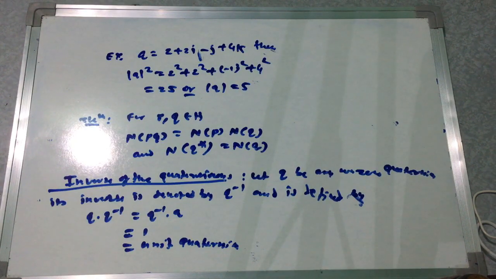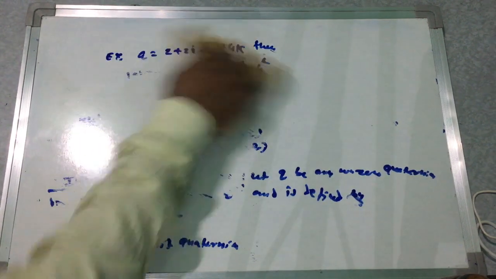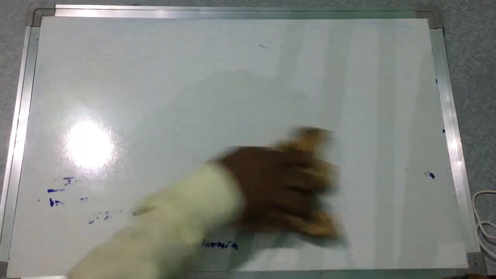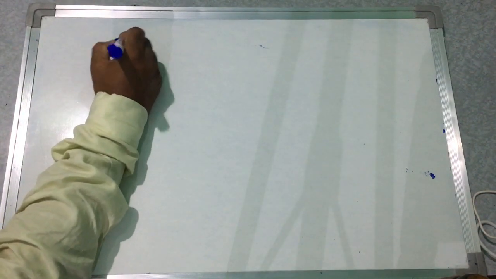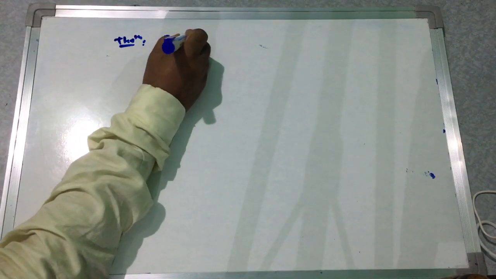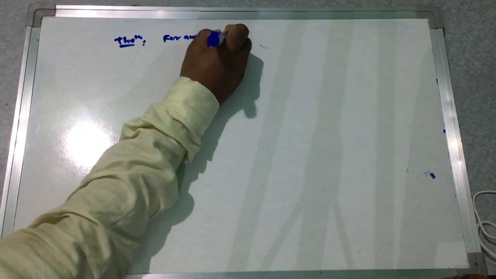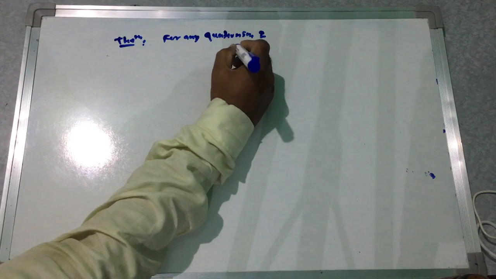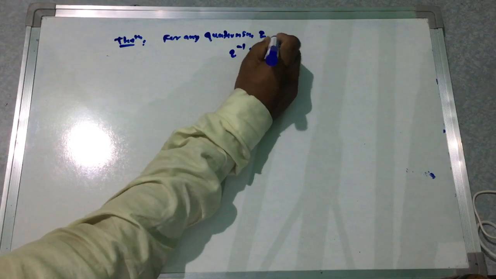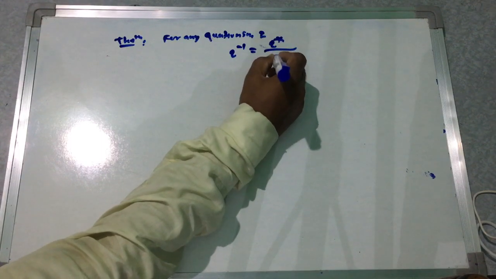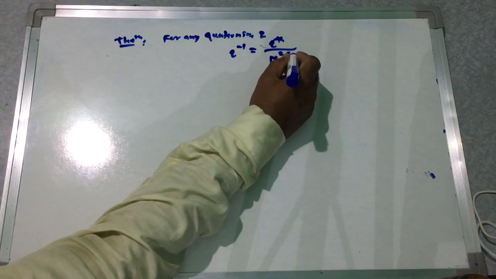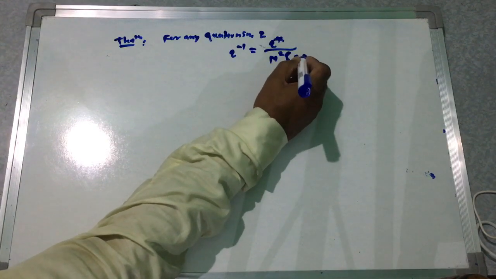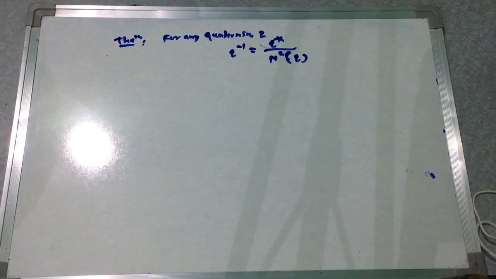So we have to see again the theorem. For any quaternion q, q inverse is equal to q star upon n square of q. So this is the result we get here.